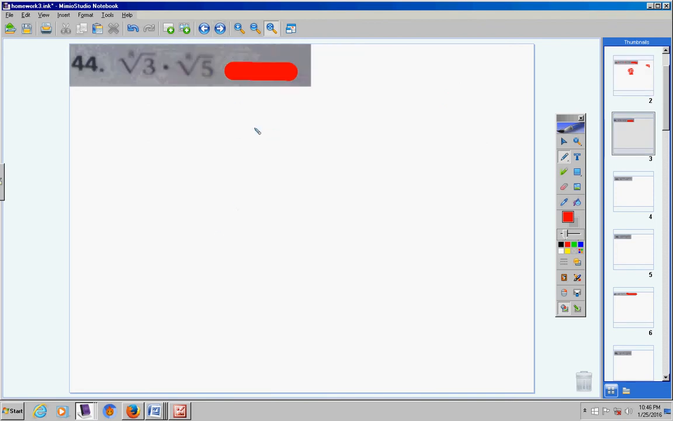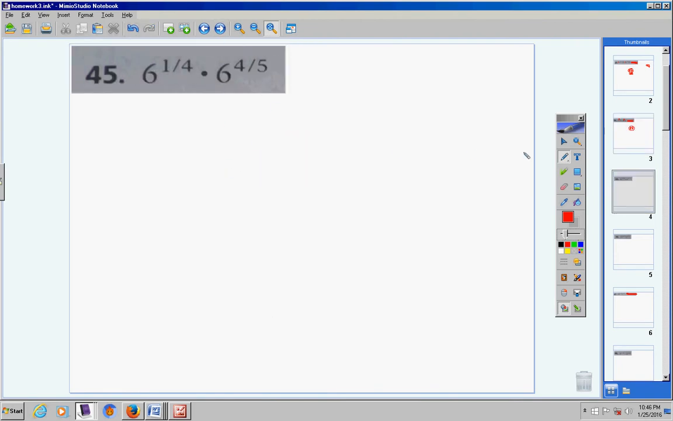Number 44. Okay, I'm multiplying two radicals together. They must have a common index, and they do. So I have the 8th root of 15. Nothing I can do. If you break down 15, you get 3 times 5. I'm looking for numbers that come in sets of 8. There's no way I have that, so my answer is the 8th root of 15.